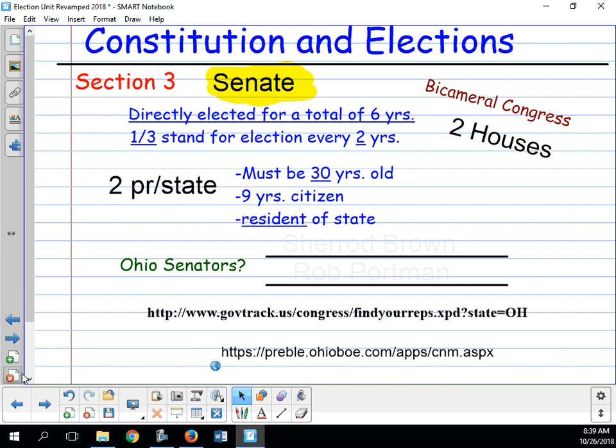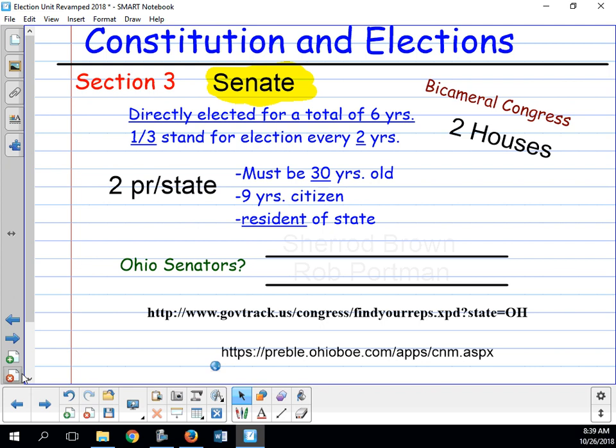All right, if you're still typing, go continue. I'm going to go ahead and start talking now about this. We already know it's a bicameral Congress. This is the other house, the Senate. They are directly elected for a total of 6 years. So all senators serve for 6, where a representative in the House only serves for 2 years.